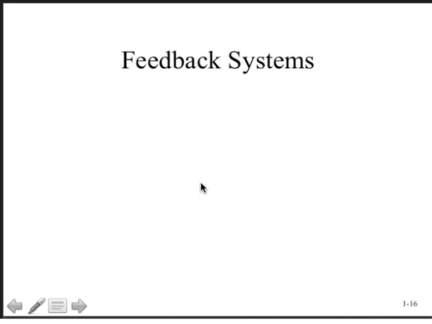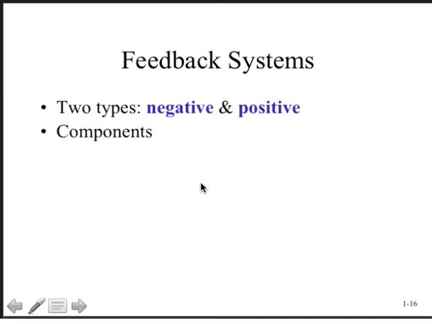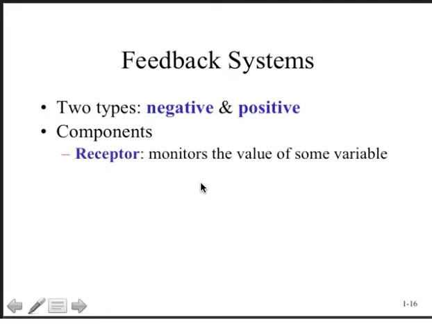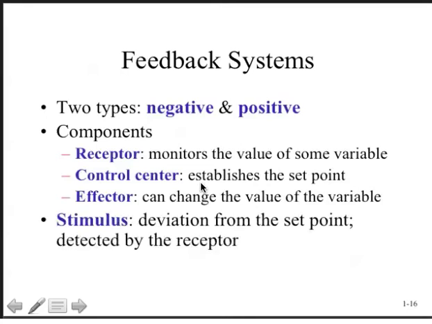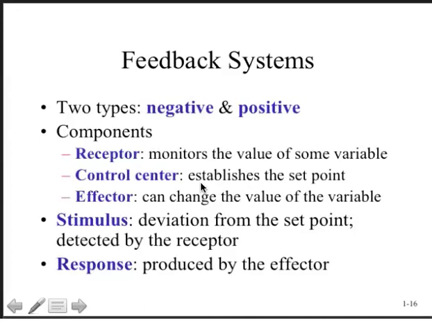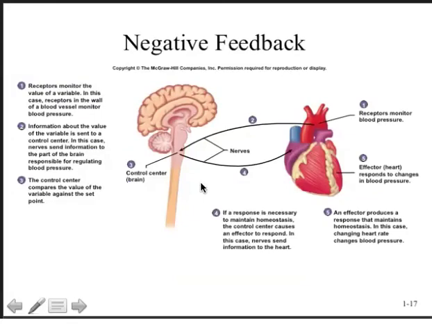So to maintain homeostasis, we have a couple of feedback systems that operate together in order to keep us happy and healthy. The two types are negative feedback and positive feedback, and they have components in common. These include a receptor that monitors the physiological value of some variable, and the control center, which establishes the set point, and the effector that can change the value of the variable. The stimulus is the deviation from the set point, which is detected by the receptor, and the response is produced by the effector.